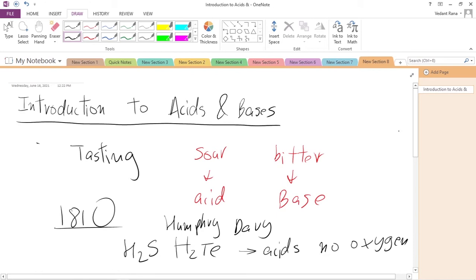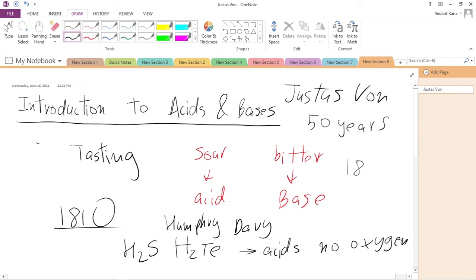In 1838, there was another chemist named, I don't know how to spell his name, but this is how we write it, Justus von, I can't remember his surname. He proposed that an acid is a hydrogen-containing compound whose hydrogen can be replaced by a metal. This definition was very popular and remained in use for over 50 years, till 1890.